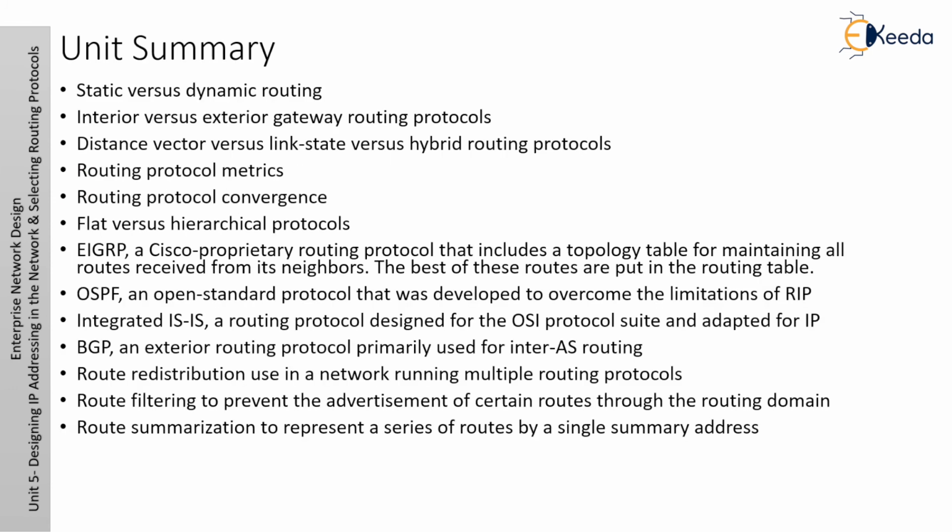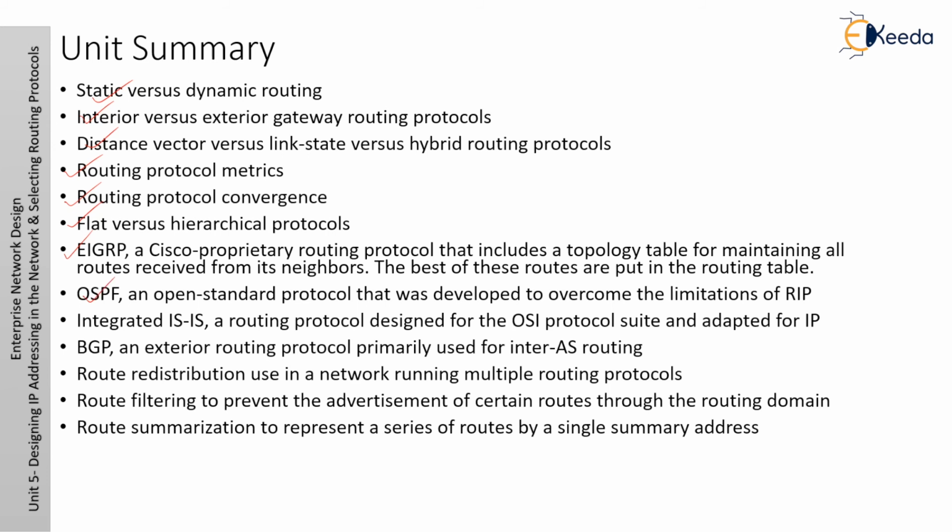In this unit, we have covered static versus dynamic routing, interior versus exterior gateway routing protocols, distance vector versus link state, routing protocol metrics, routing protocol convergence, flat versus hierarchical routing, EIGRP, a Cisco proprietary routing protocol that includes a topology table for maintaining all routes received from its neighbors. The best of these routes are put in the routing table.